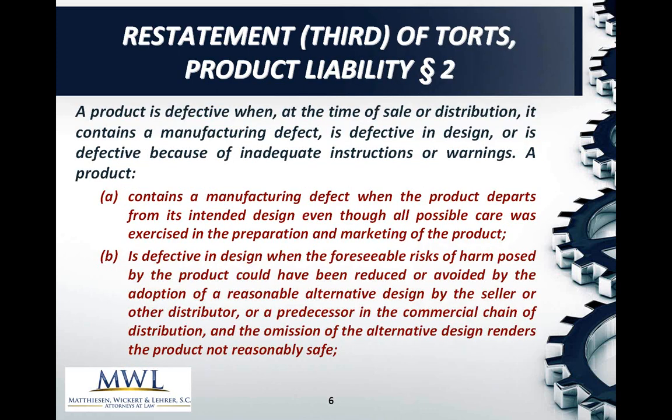But the big change in the Restatement Third really comes in with Part B, and that can a lot of times be a game changer as far as product liability is concerned. And that's because in order to prove that a product is defective in design, you're going to have to prove that the foreseeable risk of harm posed by the product could have been reduced or avoided by the adoption of a reasonable alternative design.